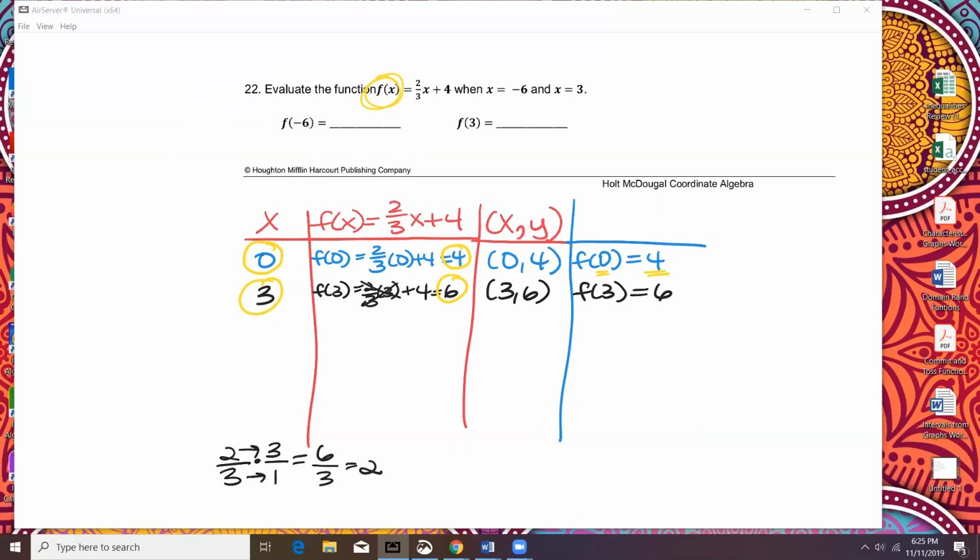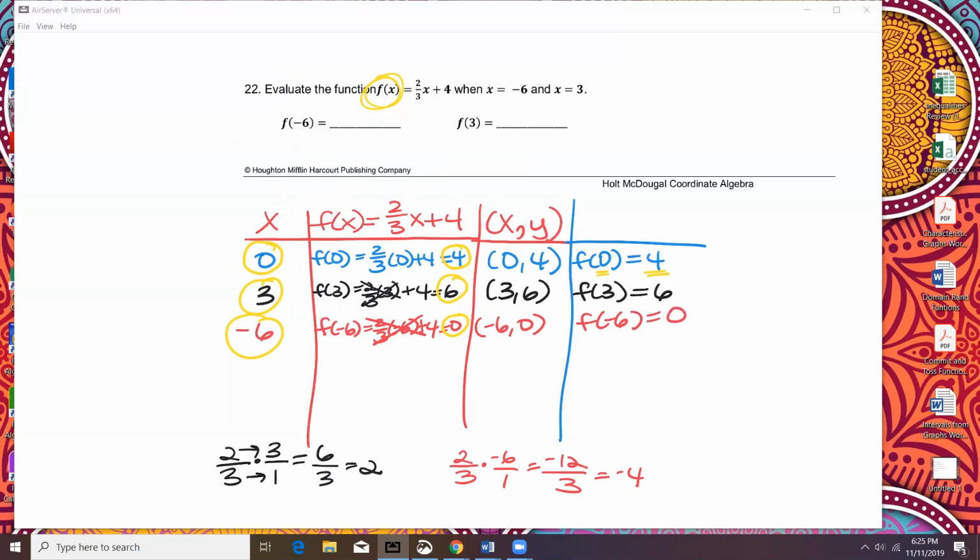And so then I'll do it with -6. So f of -6 is 2/3 of -6 plus 4, which is -4. And then -4 plus 4 is 0. So the point is -6 comma 0, which means f of -6 equals 0.